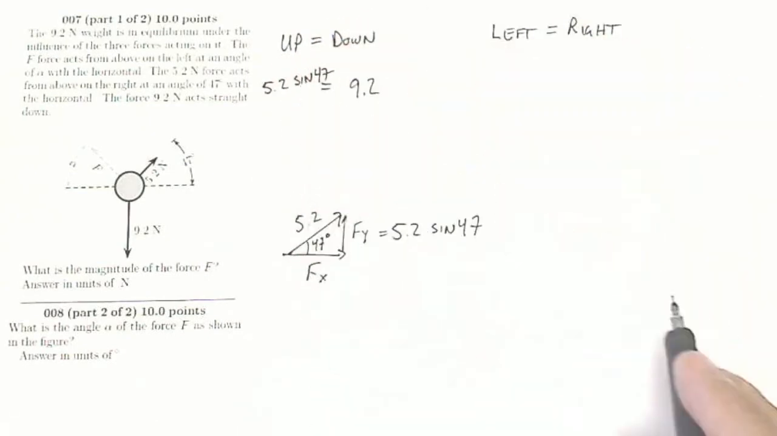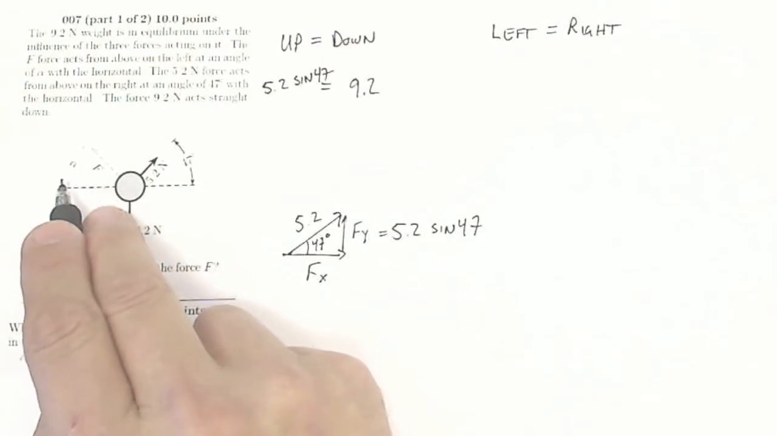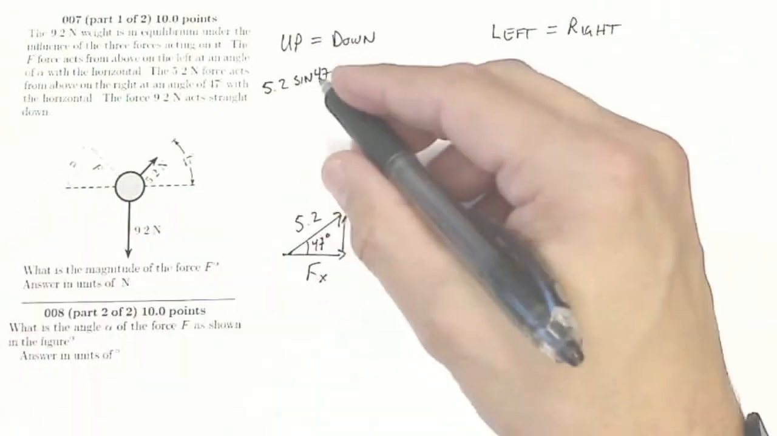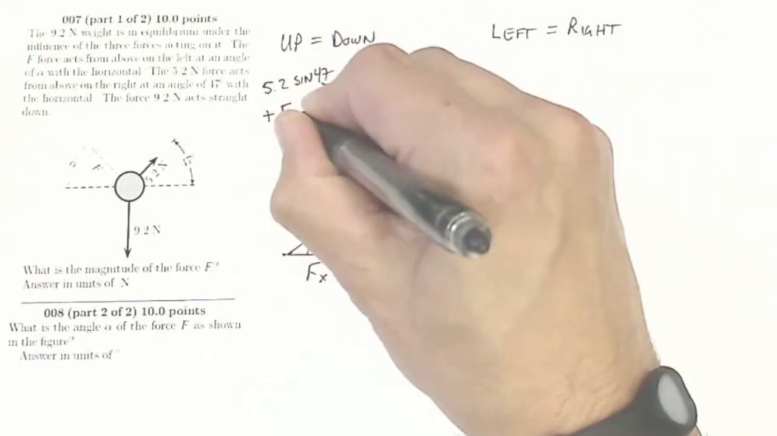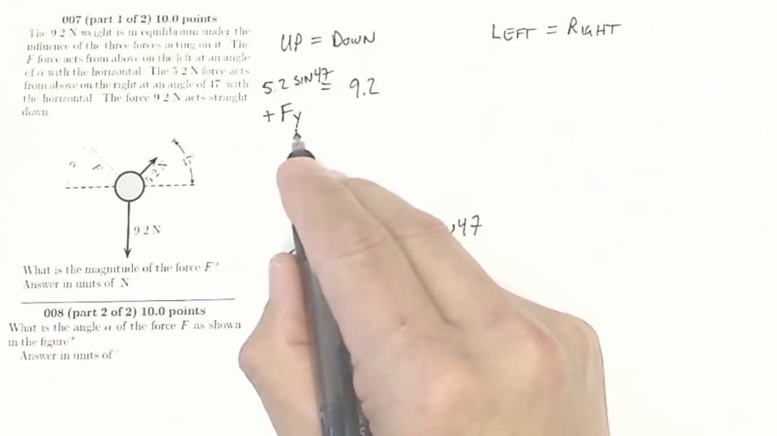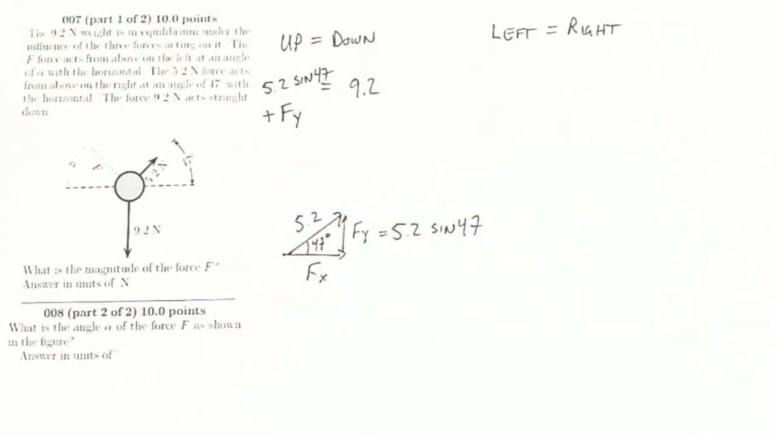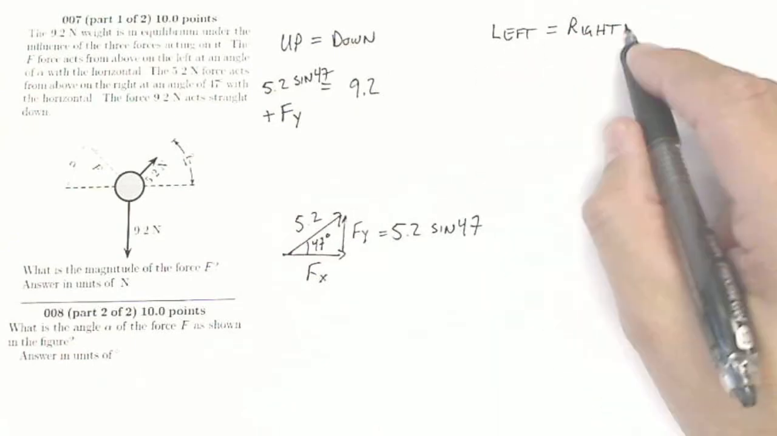Do I have anything else pulling up? Sure I do. I've got this force pulling up at an angle alpha. I don't know what that is. So that is also going to have my force F in the y direction, which will be my pull up. So this is this plus this equals this. Left equals right. What do I have left and right?